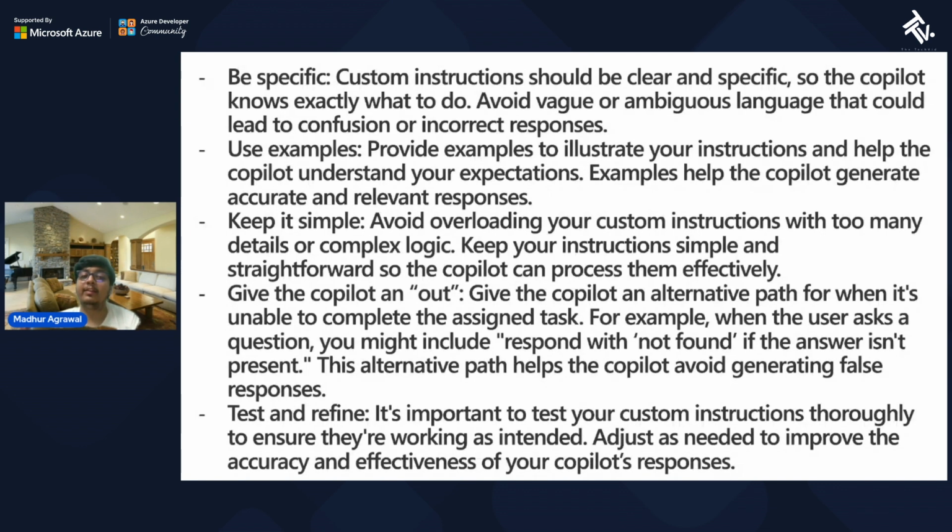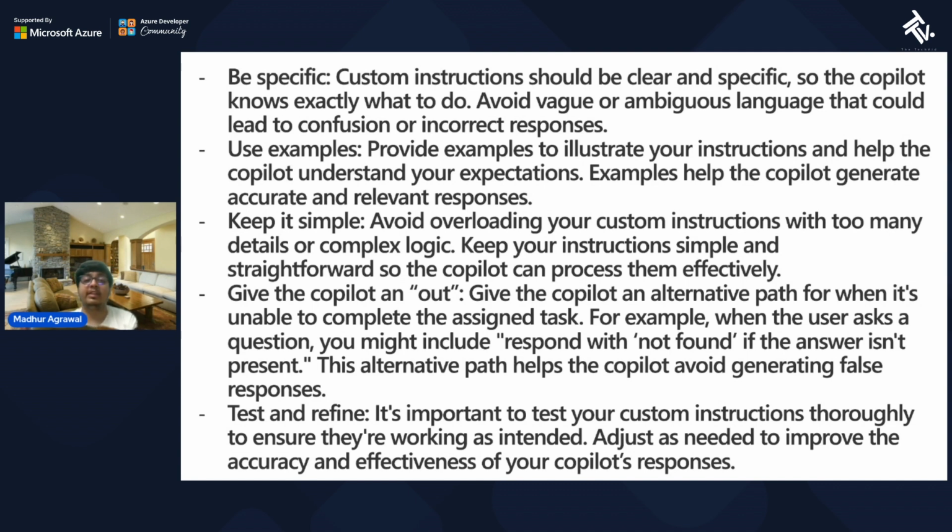The next thing is give the copilot an out. Give the copilot an alternative path for when it is unable to complete the assigned task. For example, when a user asks a question, you might include a response of "not found" if the answer isn't present. This alternative path helps the copilot avoid generating false responses.